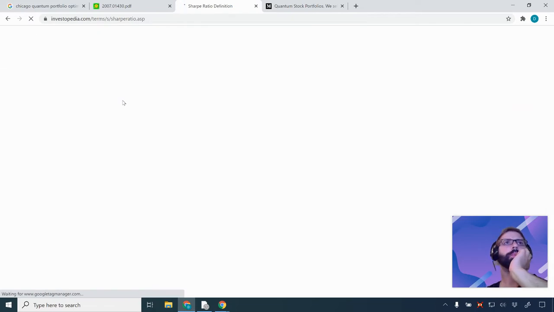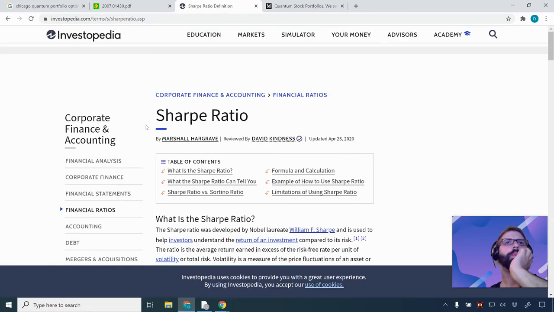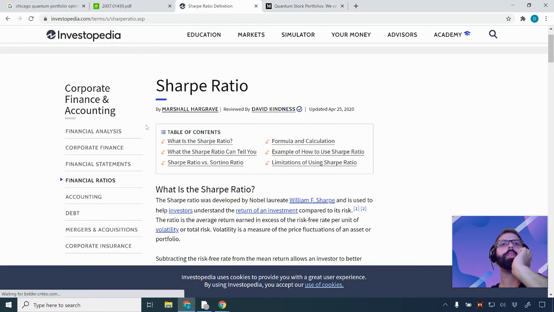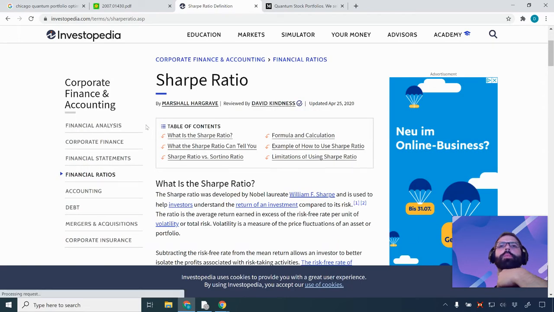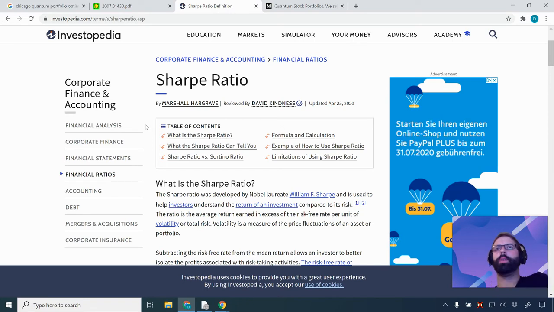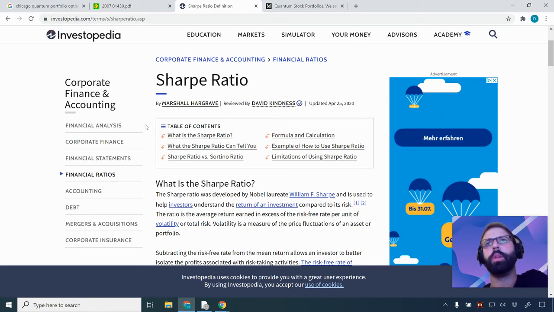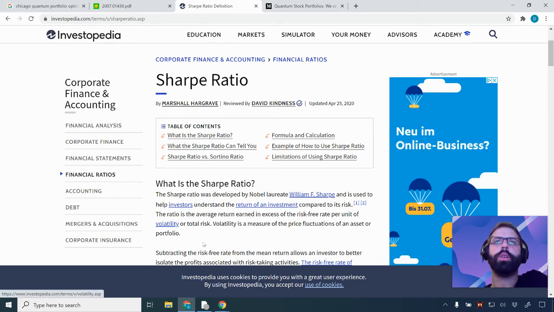Wikipedia. The Sharpe ratio was developed by Nobel laureate William F. Sharpe. I'm sure I'm pronouncing it wrong, and is used to help investors understand the return of an investment compared to its risk. The ratio is the average return earned in excess of the risk-free rate per unit of volatility, or total risk. Volatility is a measure of the price fluctuation of an asset or portfolio.